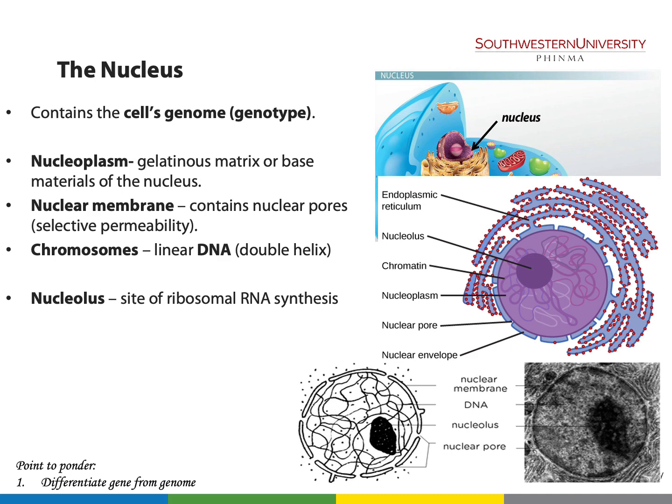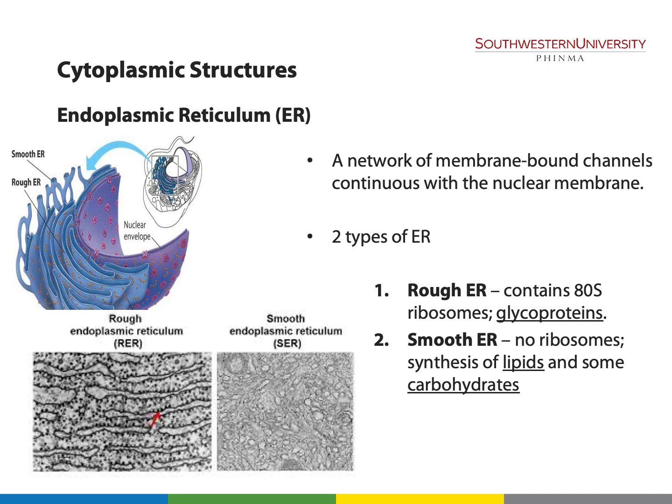On this slide, you'll see the endoplasmic reticulum. The endoplasmic reticulum is a highly convoluted system of interconnected membranes arranged to form a transport network of tubules and flattened sacs within the cytoplasm. There are two types of endoplasmic reticulum. First is the rough endoplasmic reticulum, which contains 80S ribosomes. Remember, since these are eukaryotic organisms, it is 80S, but for prokaryotic organisms, it is 70S.